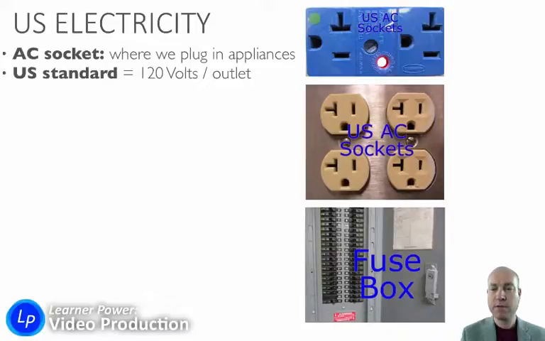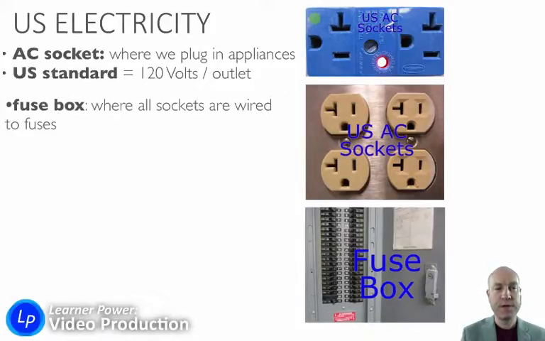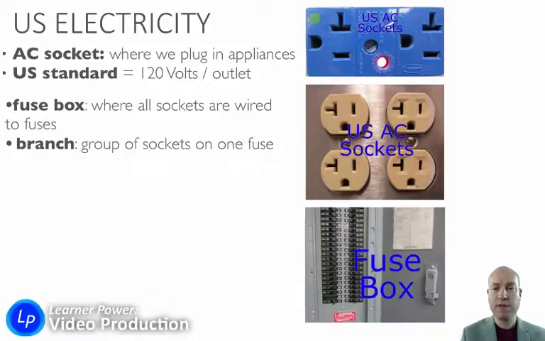All right, a few more things. Now let's talk fuse boxes. Somewhere in your house or business or studio or wherever you're doing video production, there is one of these boxes. This fuse box is where all the sockets come together for fuses. Each of these fuses has a bunch of sockets connected to it. So there's the definition of fuse box. All the sockets are wired to fuses. And then a branch is a group of sockets connected to one fuse.